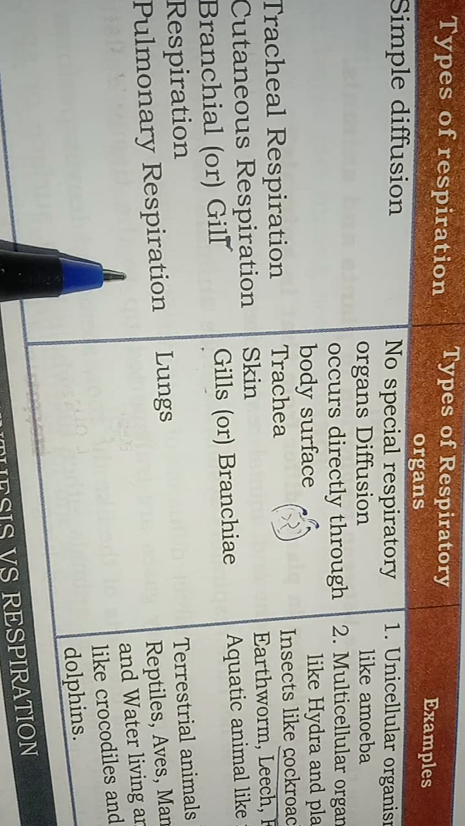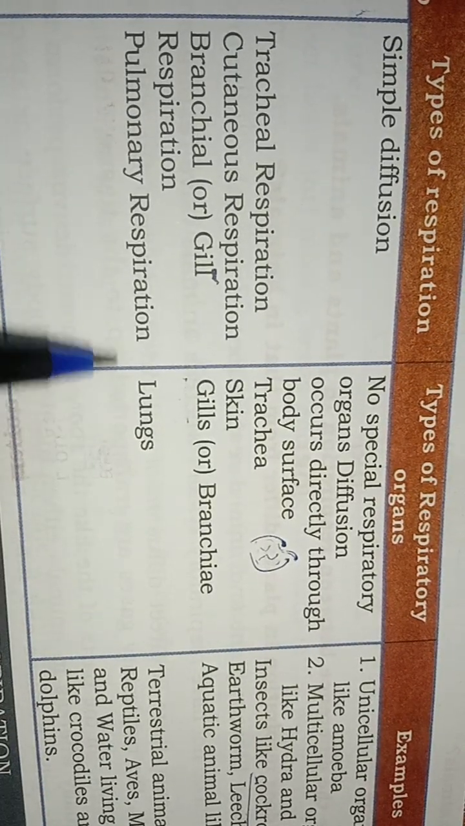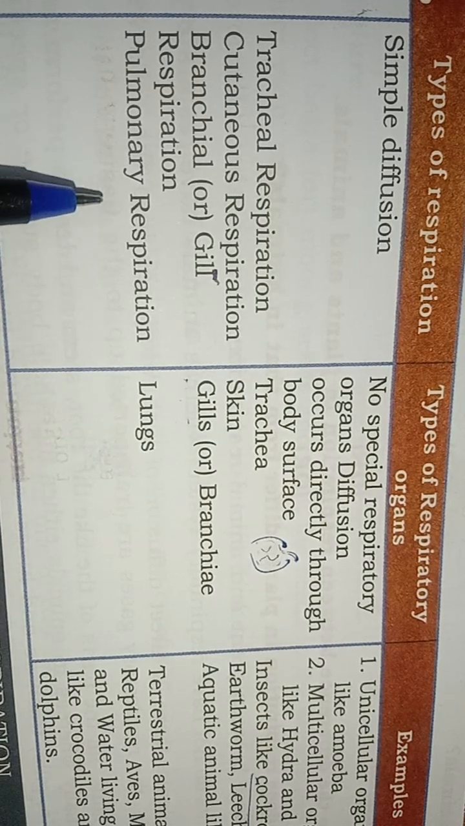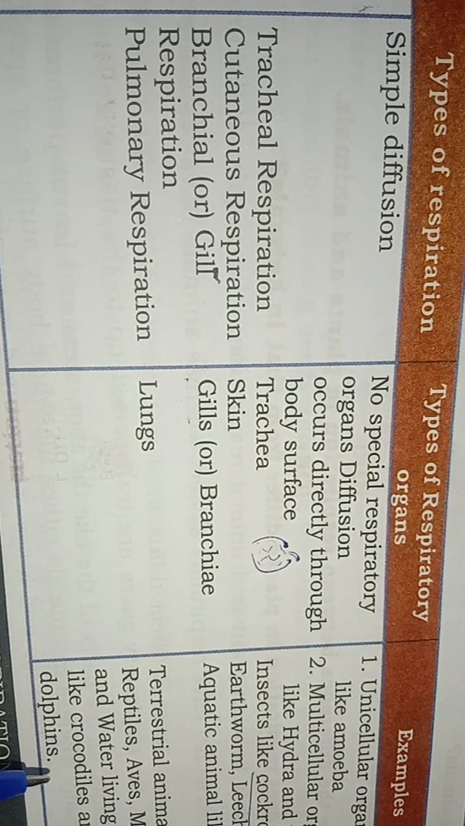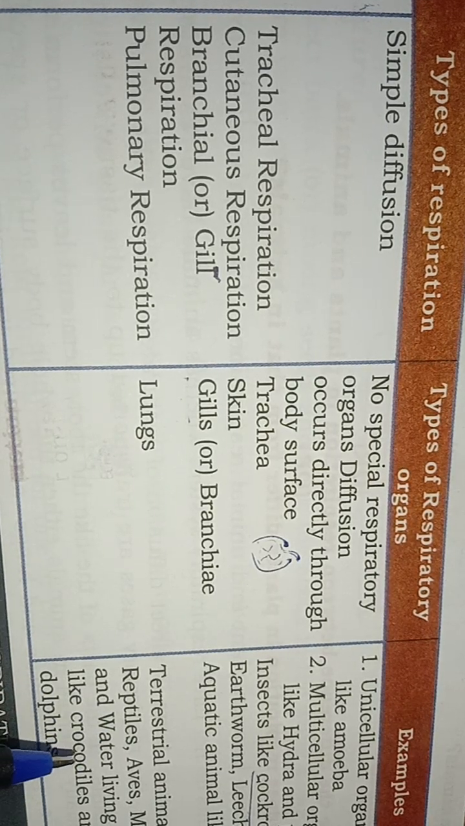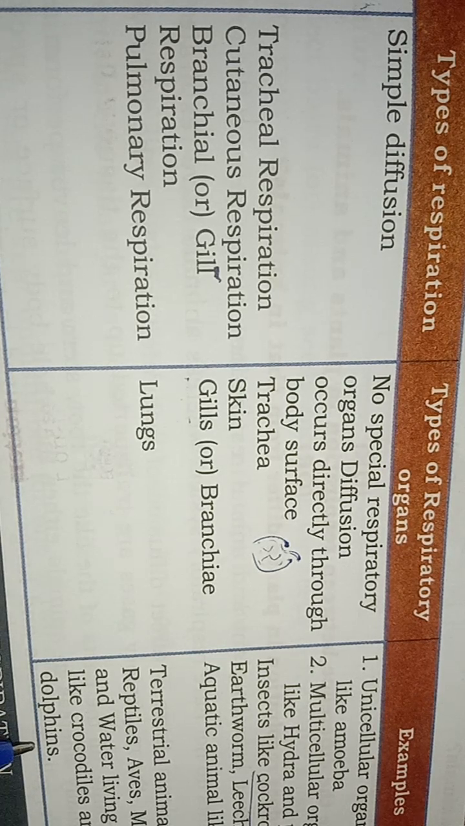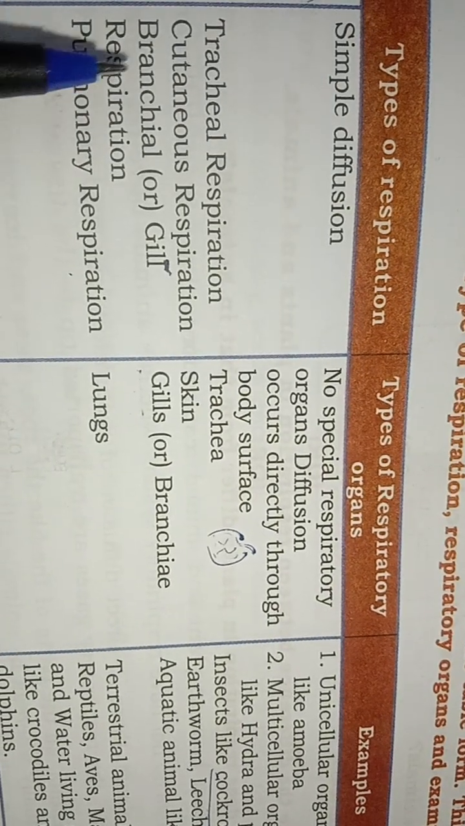Next, pulmonary respiration, lungs. Pulmonary respiration means breathing through lungs. All developed organisms breathe through lungs only. All terrestrial animals like reptiles, aves, mammals, and water living animals like crocodile and dolphins also come under this category. So what are the types of respiration we have?